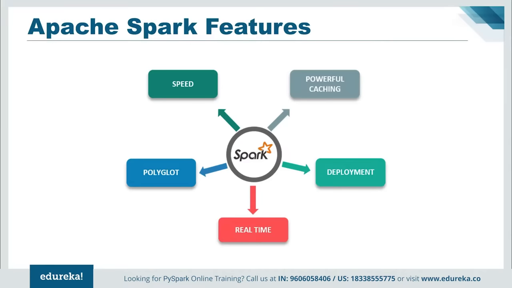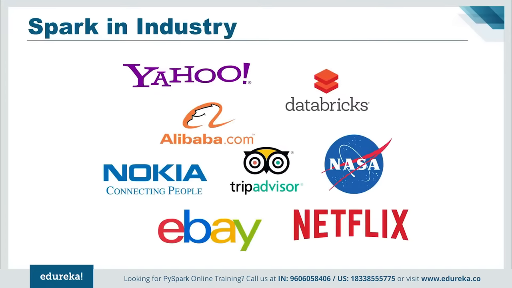Now Spark is polyglot, which means it can be programmed in various languages like Python, Scala, Java, and R. And it is one of the reasons why Apache Spark has taken over machine learning and exploratory analysis. Now let's have a look at the various companies that use Apache Spark. Here we have Yahoo, Alibaba, Nokia, Netflix, NASA, Databricks, which is the official enterprise distributor of Apache Spark. We have TripAdvisor and we have eBay. So you can see Spark has been used in the industry a lot.